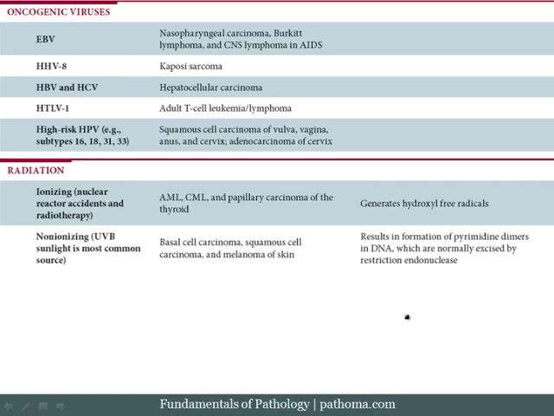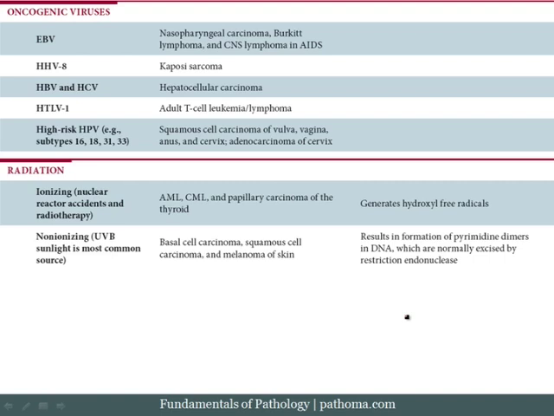Classically, nasopharyngeal carcinoma presents as a neck mass because the tumor very early metastasizes to local regional lymph nodes, and so the classic presentation is a neck mass in a Chinese male. Okay, so that would be an example of an EBV-induced tumor. EBV is also associated with Burkitt lymphoma. Burkitt lymphoma will be discussed in detail when we do your heme or white blood cell discussion, and it's also associated with CNS lymphoma in AIDS.